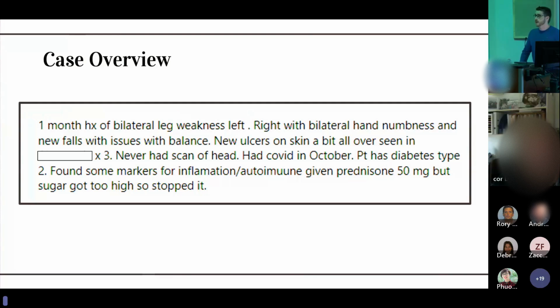He was seen at a peripheral hospital 3 times. He's never been imaged, had COVID, he's type 2 diabetic. He had some inflammatory markers done that were elevated. And he was given prednisone. His sugars got high, and he stopped it. And then I went to assess the patient. I essentially got a similar history. He had a few-month history of worsening leg and hand weakness with new problems with falls and balance troubles, in addition to bilateral hand numbness.